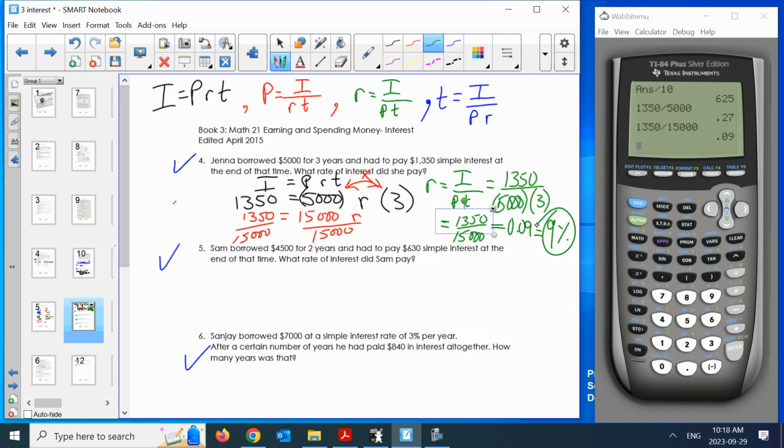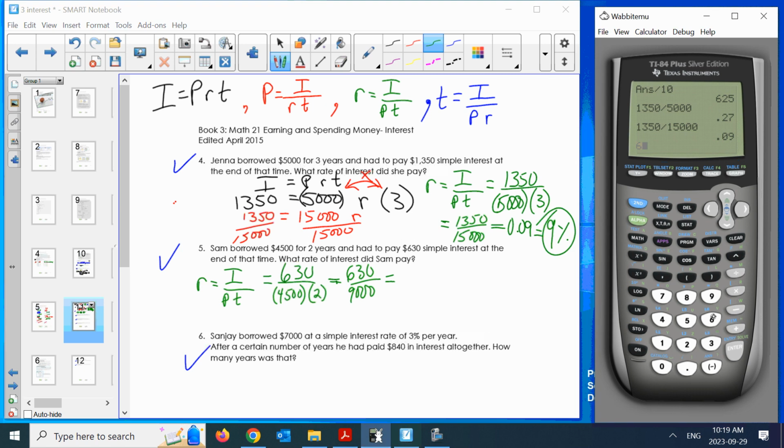Okay, now look at this one. Same question, different numbers. What interest rate did Sam pay? So I'm going to use that same formula for the rate, and toss things into it. The rate is equal to what he borrowed for 2 years was the principal, so I'm going to put 4,500 on the bottom, 2 years for the time, and he paid 630 in simple interest. The bottom is 2 times 4,500, which is 9,000. So I can put that in a calculator.